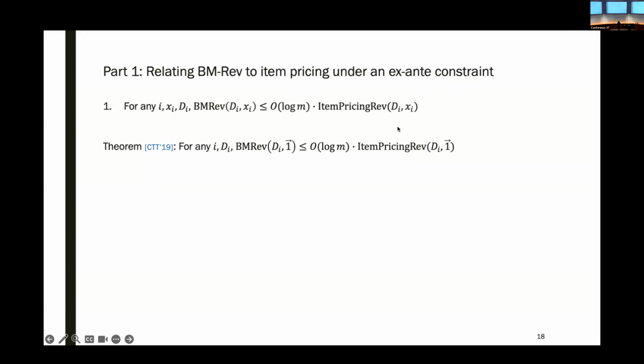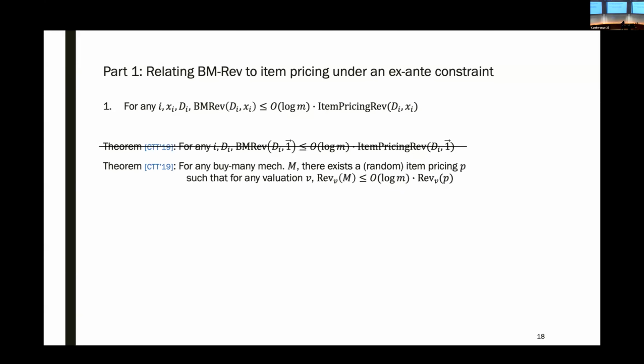So we want to argue that by many mechanisms are not much better than just item pricings that are additive. You can think of this as basically saying, sub-additive pricings can be approximated in revenue by additive pricings. This is what the single buyer result basically said before. You can think of that single buyer result I talked about earlier as essentially the same result, except now the ex-ante constraint is just 1 everywhere. You're allowed to allocate every item with probability 1 to the buyer.